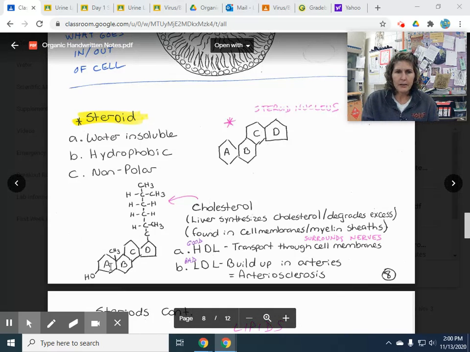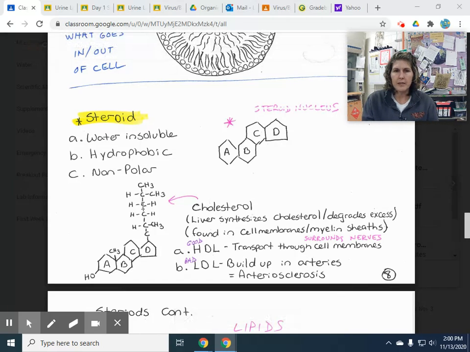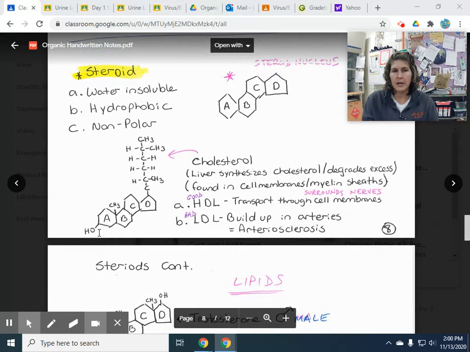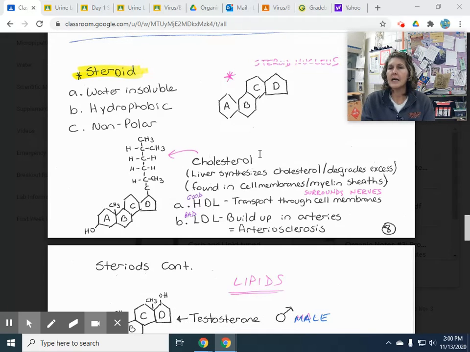So here's my little steroid nucleus. To that, I'm adding this particular chain of carbon and hydrogens. I'm adding a few more carbon, hydrogens, and a hydroxyl group off of here. This particular structure that you see here, if you need it for the back of your card still, is cholesterol. And we say cholesterol is synthesized or created in the liver. And it's also found within cell membranes. It helps to make up the myelin sheaths of certain nerves within your body.